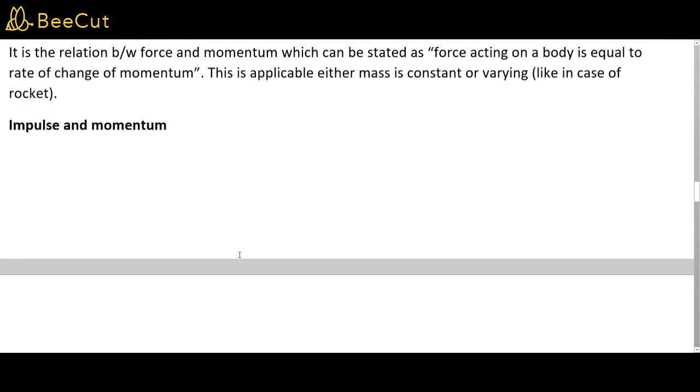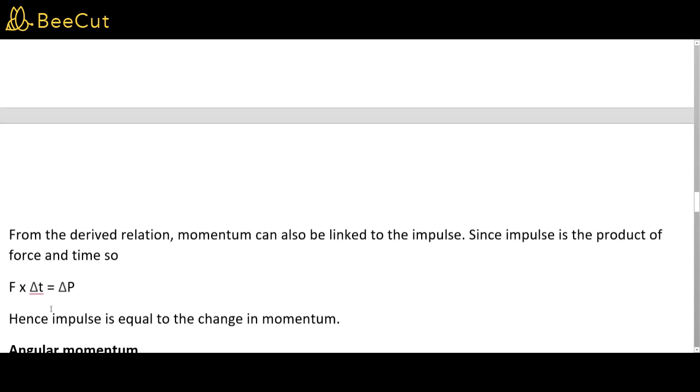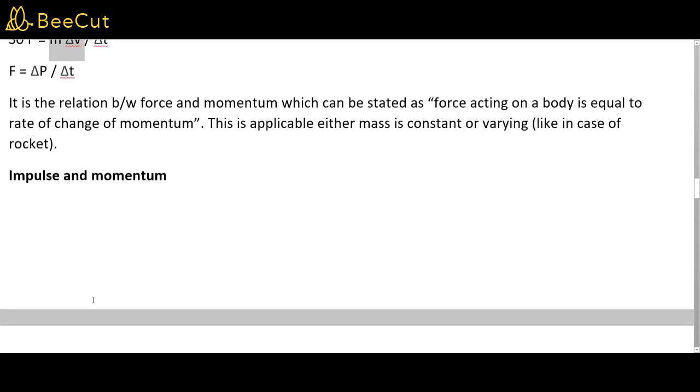The next relation we are going to understand is impulse and momentum. Impulse is defined as the product of force and time. Sometimes the applied force is very small, so we multiply it with time, which becomes a new factor and helps in calculation. So F multiplied by delta t is equal to delta p. Now from here it is derived.